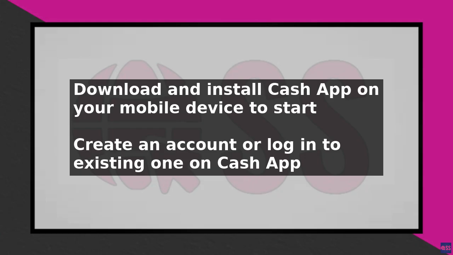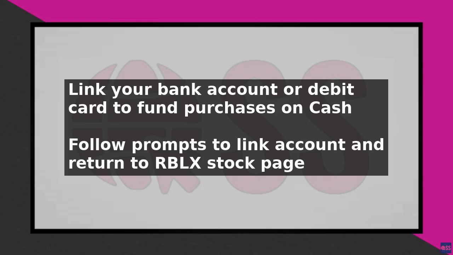Next, link your bank account or debit card to your Cash App account to fund your purchases. You can do this by going to the Cash App home screen, tapping the Banking tab, and selecting Add Bank. Follow the prompts to link your account. Then return to the RBLX stock page.